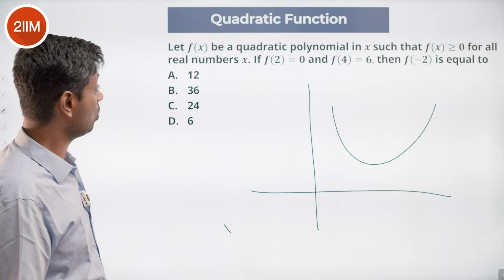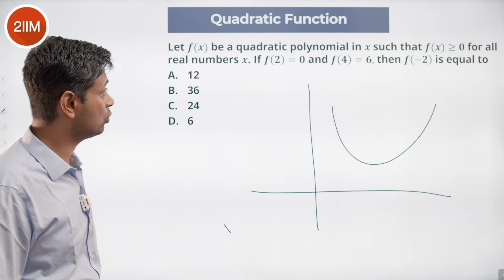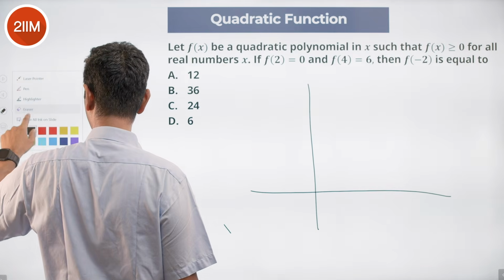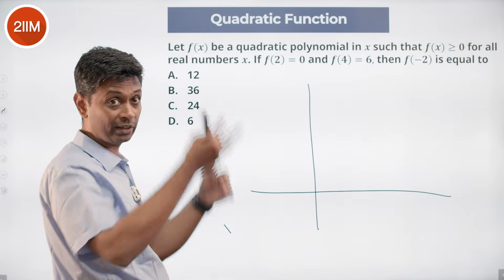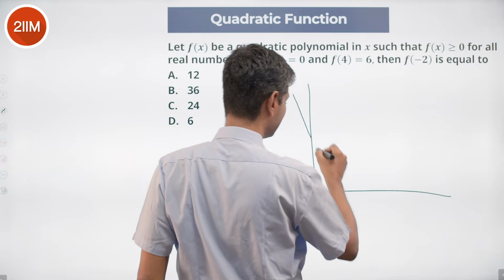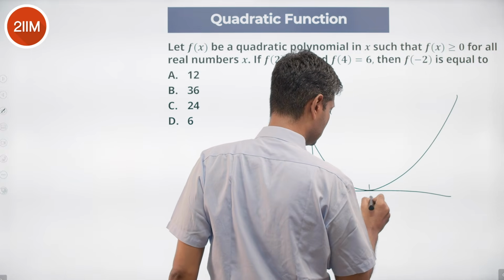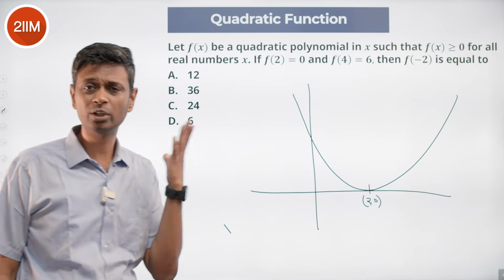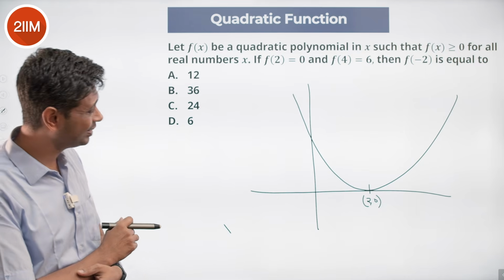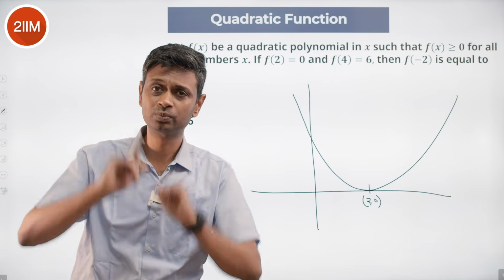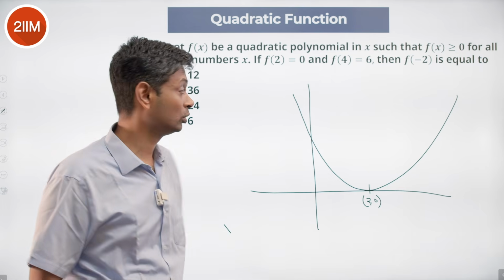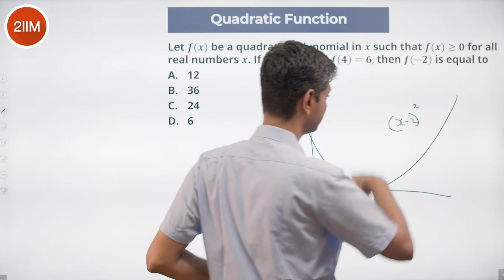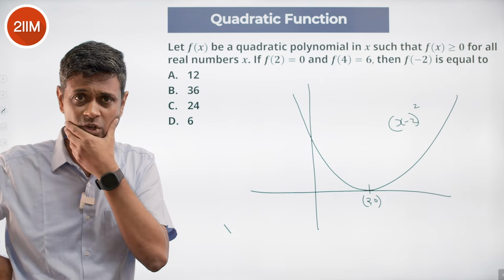f of 2 equal to 0. Okay, f of 2 is equal to 0 and f of 4 is equal to 6. So f of 2 is equal to 0. What does it mean? I remove this, and I say, okay, this is not flying above the x-axis. It is touching the x-axis. At 2, it goes to 0. Or this has two roots, both at 2. This touches at 2, or this is of the form x minus 2 whole square. It's a curve x minus 2 whole square.